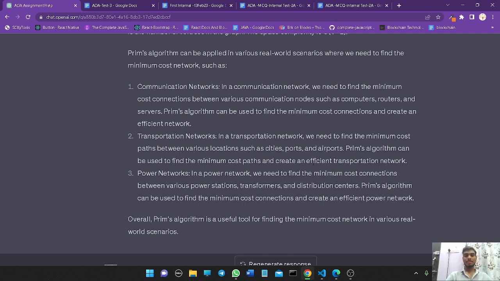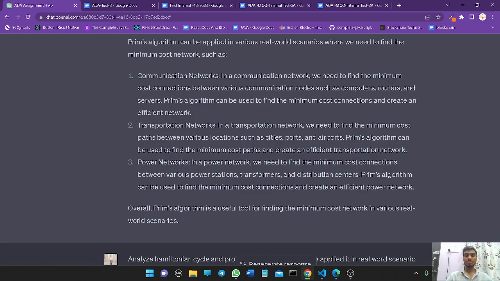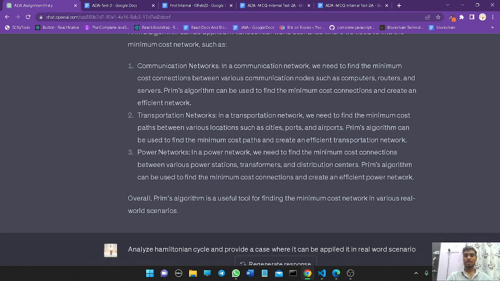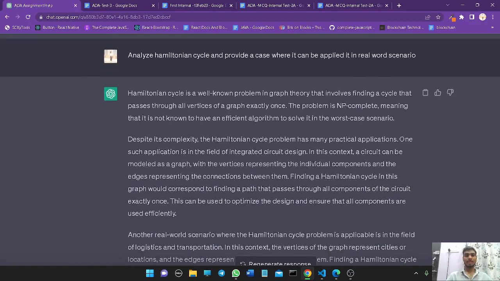In the power network, we need to find the minimum cost connections between various power stations, transformers, and distribution centers. Prim's algorithm can be used to find the minimum cost connection and to create an efficient power network. Overall, Prim's algorithm is a tool to find a minimum cost network in real world scenarios.